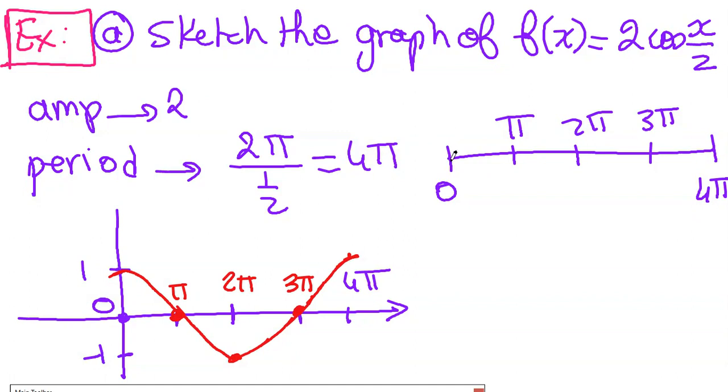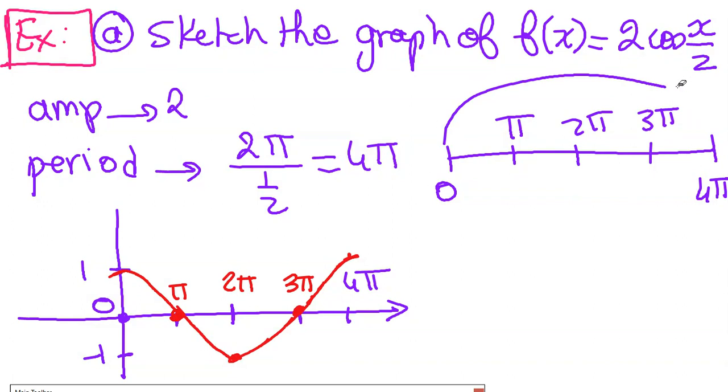So it means I don't have any vertical shift or horizontal shift. I'm not going up and down or left and right. So I'm starting at 0, and I'm ending at 4 pi. So my period starts from 0 till 4 pi. How do I know what the other points of this interval are?